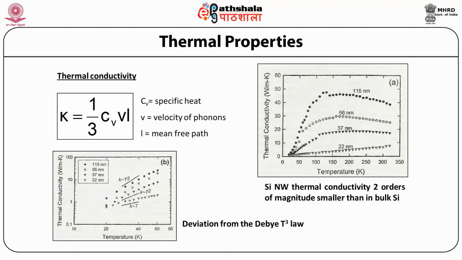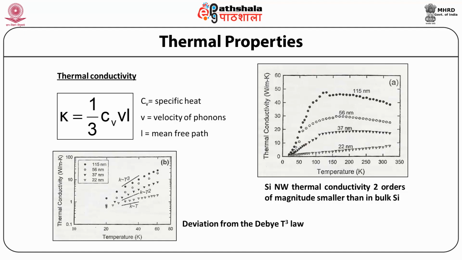Thermal conductivity is defined as K equal to 1/3 Cv multiplied by V multiplied by L, where Cv is the specific heat, V is the velocity of phonons, and L is the mean free path. The most extensive experimental thermal conductivity measurements have been done on silicon nanowire, where the thermal conductivity K measurements have been done on nanowires in diameter ranging from 22 to 115 nanometer.